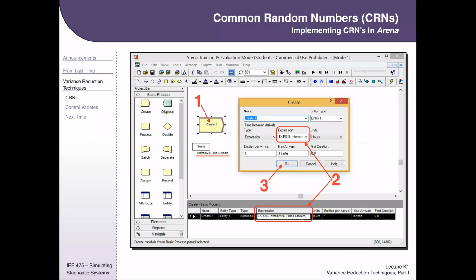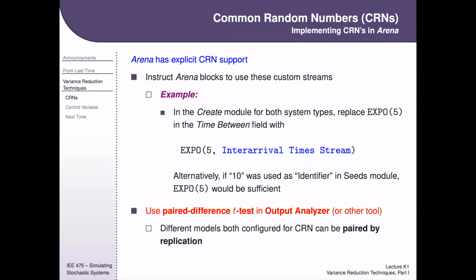and this is me showing you you can do Expo 5 comma, and then the second argument is the stream. So if you leave that out, it defaults to 10. If you put it in, it's whatever identifier you want there. And then that will generate these CRNs.